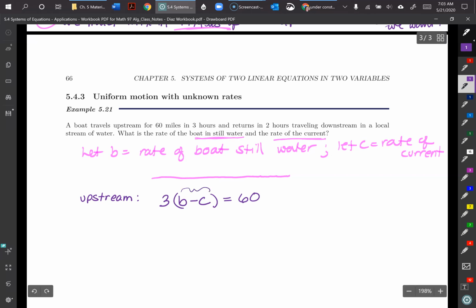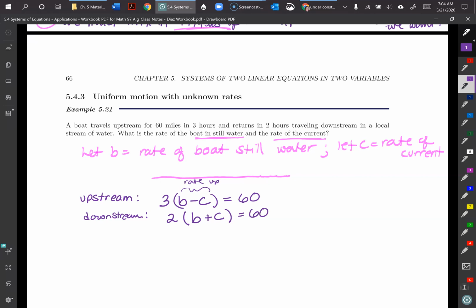This is my rate up, because I have to subtract off whatever the current is pushing against me. And if you get the signs backwards, you'll just get a negative, so just notice that and you can change it up. Then this is the downstream equation. We would have 2 hours, but this time my boat has the current working with me. So I'm going to add that on because I'm going to have a higher rate. That's also equal to 60.